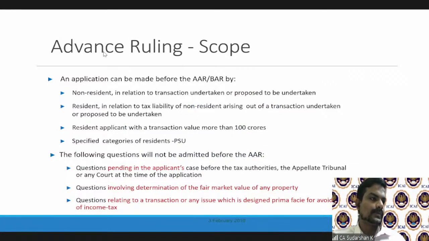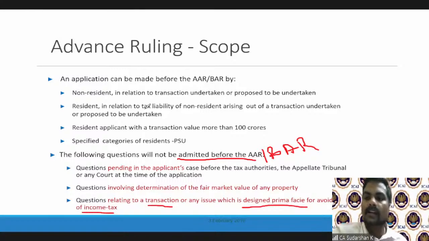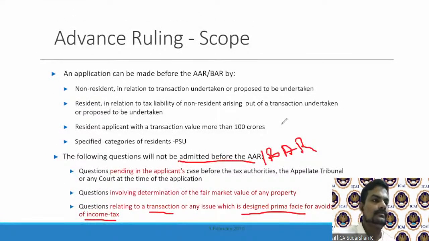The following questions will not be admitted before the AAR. This will also hold good for the BAR. It's the same even for the BAR: if it relates to a transaction which is designed prima facie for avoidance of income tax. So if the BAR feels that this transaction is for avoidance of income tax, then it can choose to not give any ruling and say, I'm not going to admit the application.